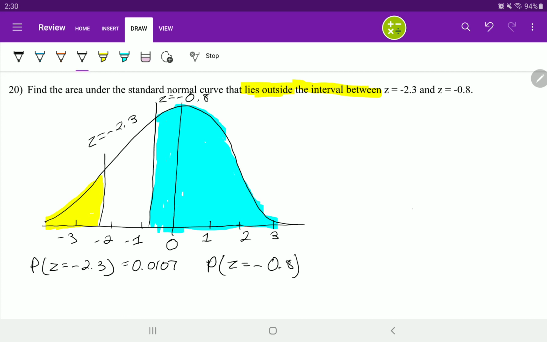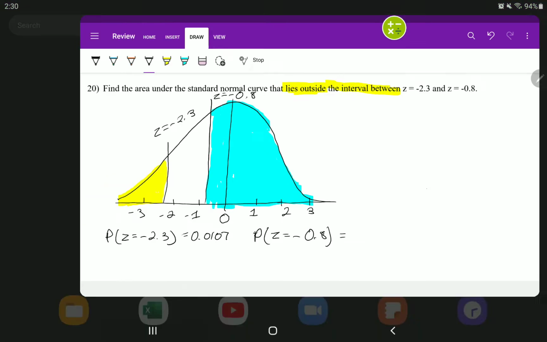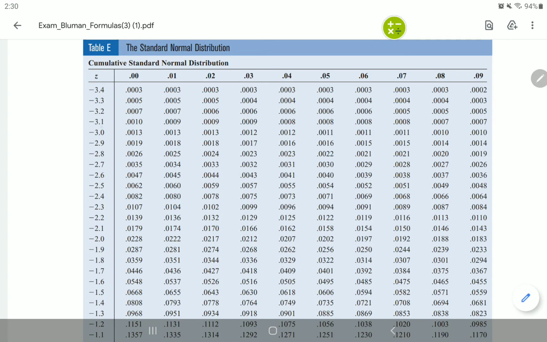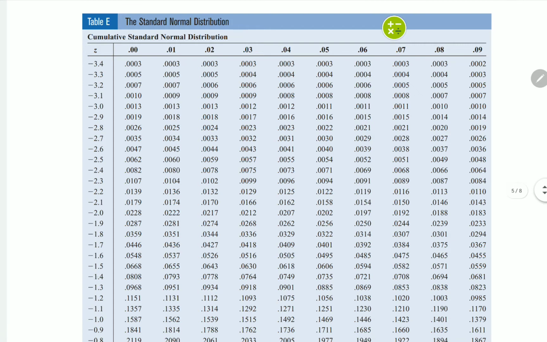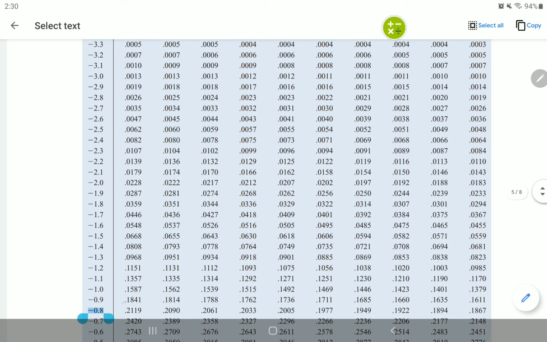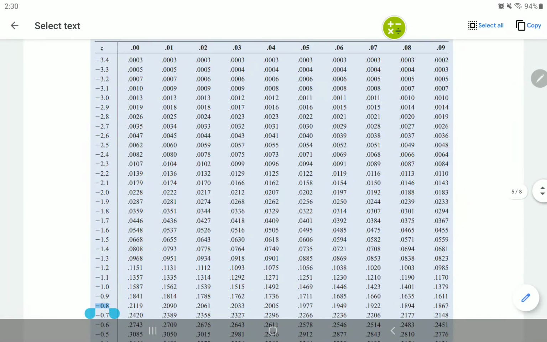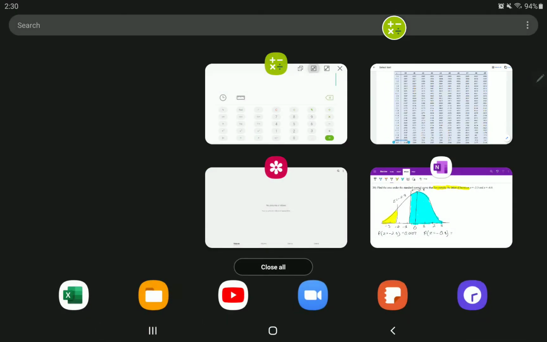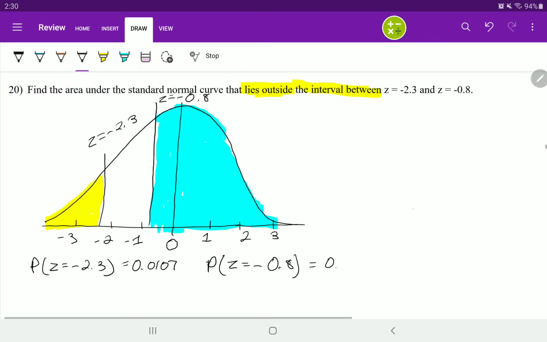What I'm going to do is now do the same thing, but I'm going to find the probability for z equals negative 0.8. So start at z, go down to negative 0.8, which is right here. The number after that is going to be 0. Let's zoom out a little bit. So we're going to go 1 over to the right, and that is 0.2119. So that's going to be 0.2119. Okay.